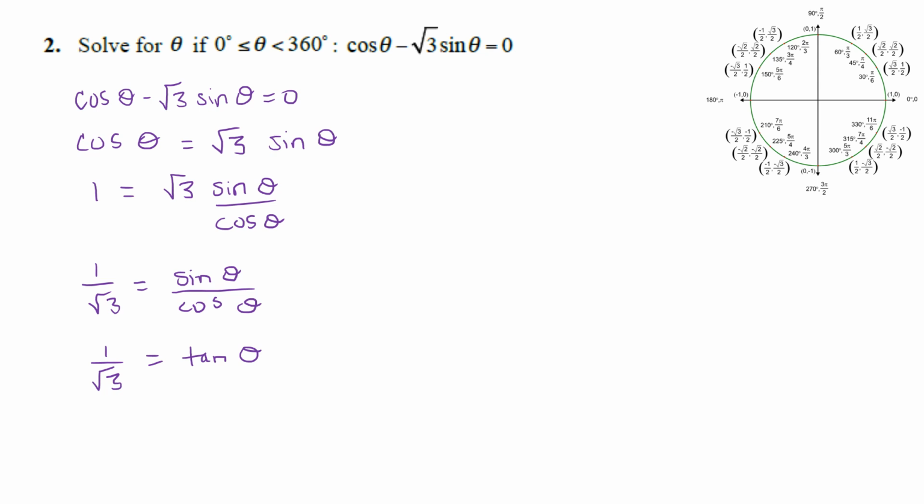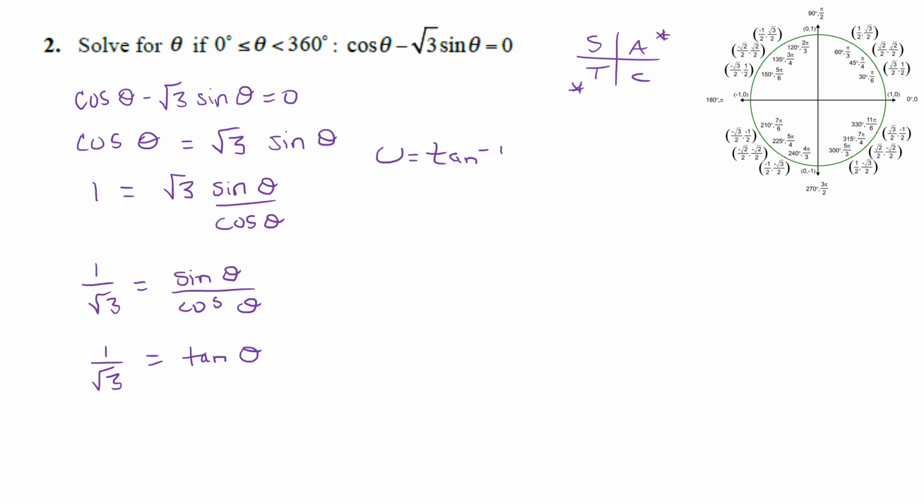Awesome. Hey, well, tan theta here is positive. All students take calculus. Tangent is positive in quadrant 3 and in quadrant 1. So to help us, we are going to use our reference angle to help us. So let's take the inverse.